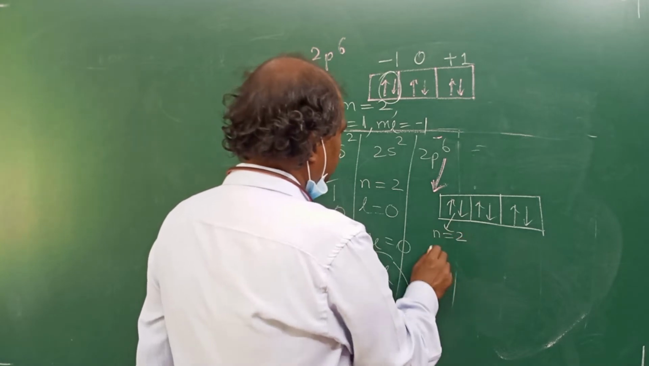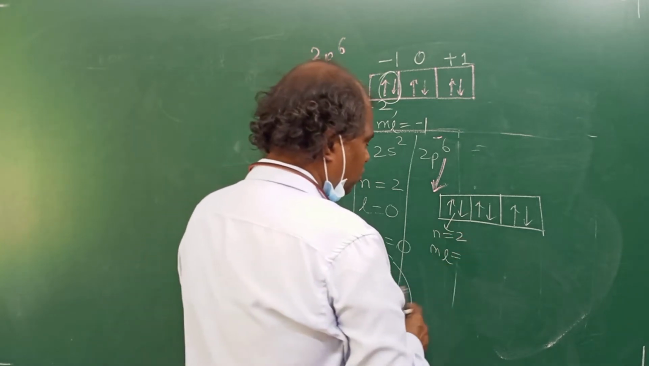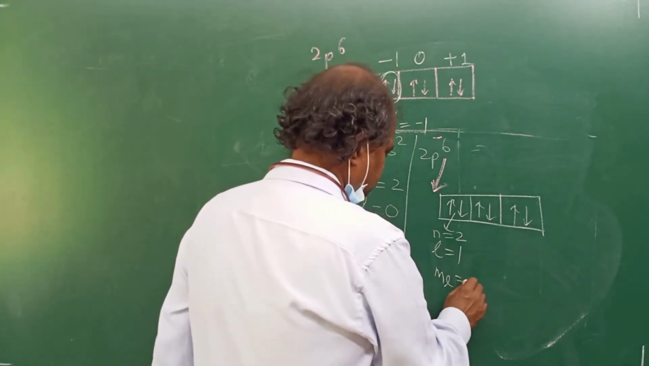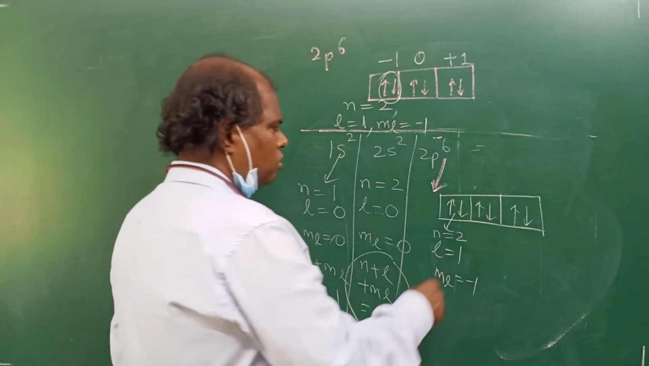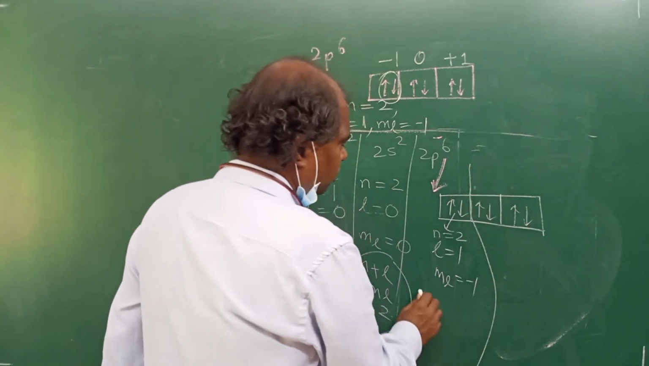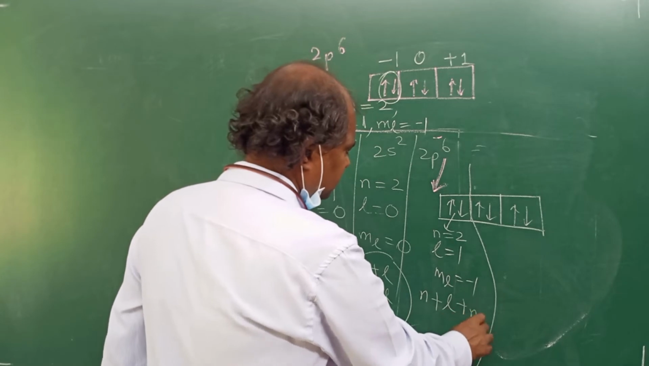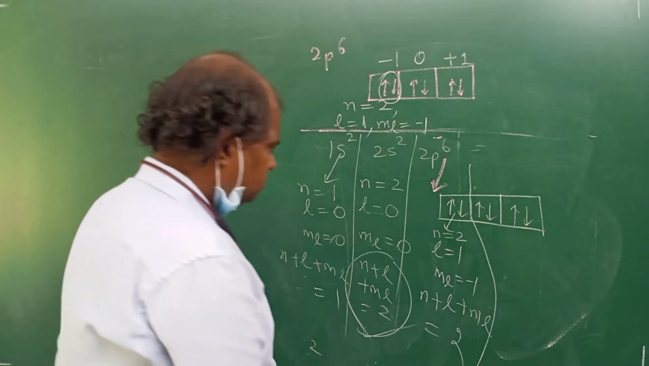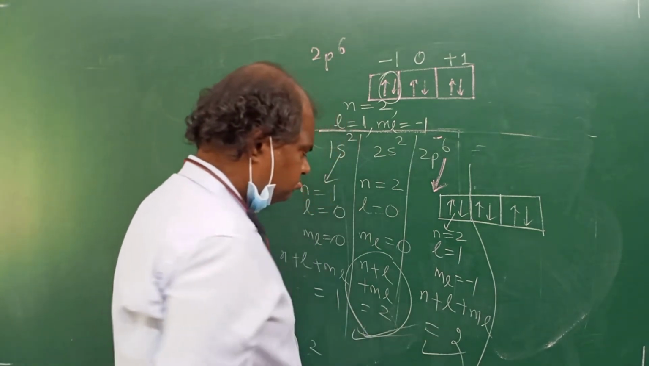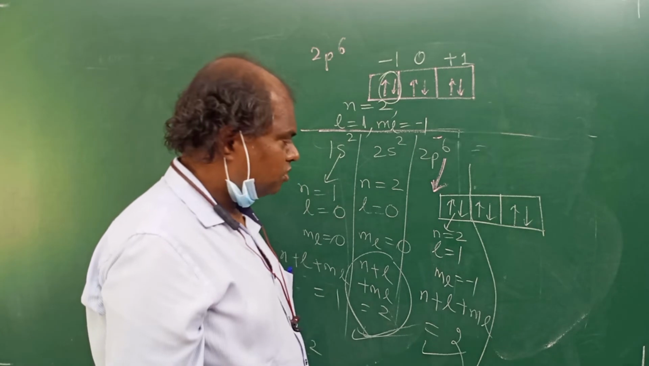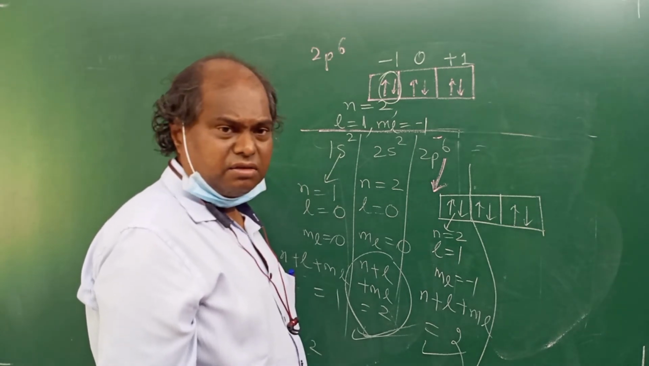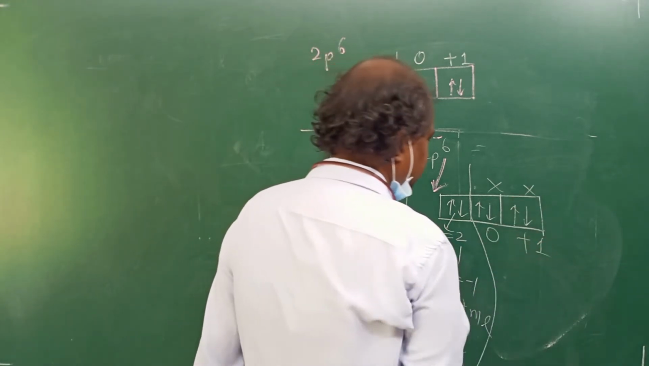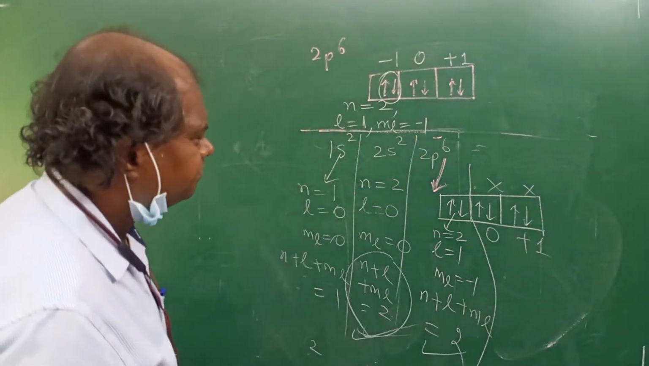N is equal to 2, L is equal to 1. So students, for these 2 electrons, what will be the value of n plus L plus Ml? Can you guess? It will be 2 because 2 plus 1 minus 1 is 2. So this also you have to count. Fine. Obviously, I think this you will not get it. Just check it up. N plus L plus Ml.